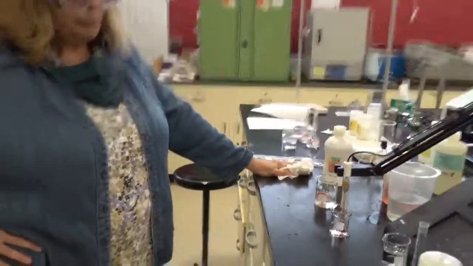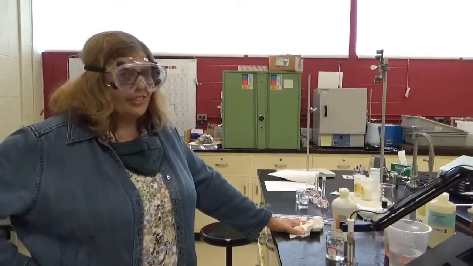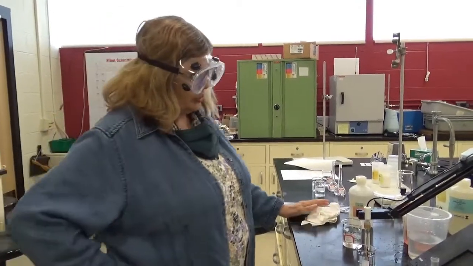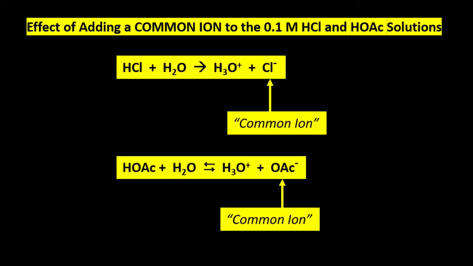And I believe you will have some discussion and calculations to figure out why they're different for the strong and the weak. In the next part of the lab, we look at what happens when a common ion is added to the HCl solution and to the acetic acid solution.